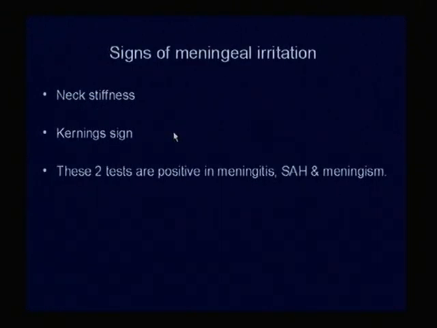Then the same patient must be examined for any neck stiffness and Kernig sign, because he may be suffering from meningitis. So these are two very important positive tests in meningitis. In neck stiffness, we try to flex the neck so that the chin should touch the front of the chest, and in the Kernig sign, raise the leg at the hip, then bend at the knee and then extend the leg from the knee position. The patient will frown in pain, and that is a positive test. These tests are positive in meningitis, subarachnoid hemorrhage and meningism.